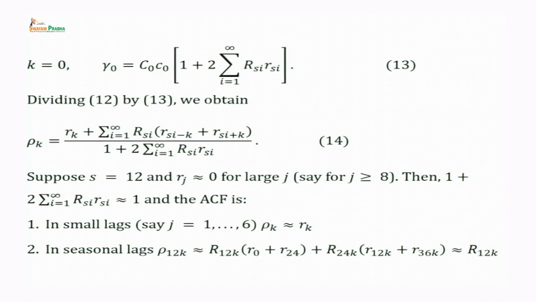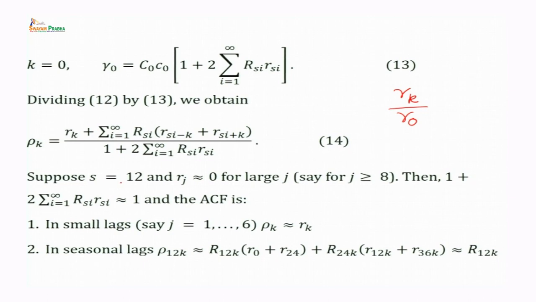So, using equation 12 and 13, you can easily obtain the kth autocorrelation coefficient rho k. We simply divide gamma k given in equation 12 by gamma 0 given in equation 13. So, you get this expression for rho k as a function of autocorrelations of the ARMA process and the autocorrelations of the seasonal ARMA process.